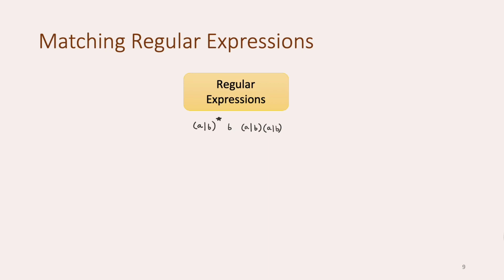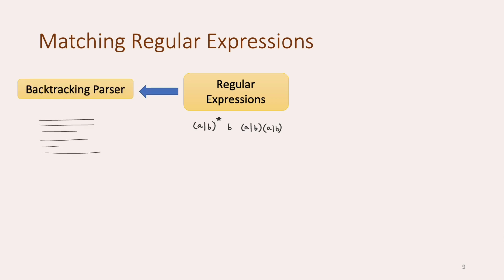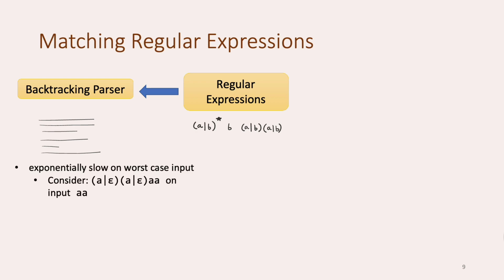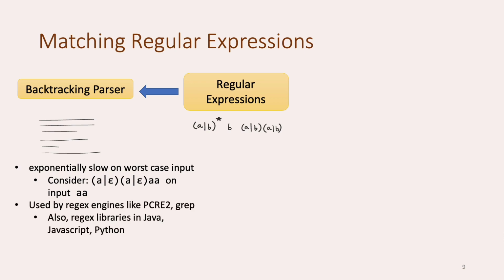Let us take a brief look at the landscape of regular expression matching. A common approach is to use a backtracking based matcher. These can be exponentially slow on the worst case input. For example, for this expression and this input, the engine would have to explore all possible choices across all unions before finding the correct combination of them. Backtracking based parsers are used by engines like PCRE2 or grep.